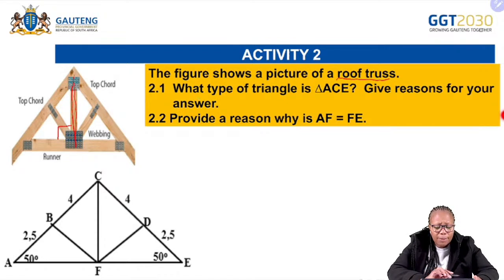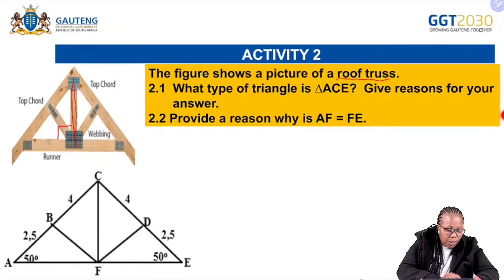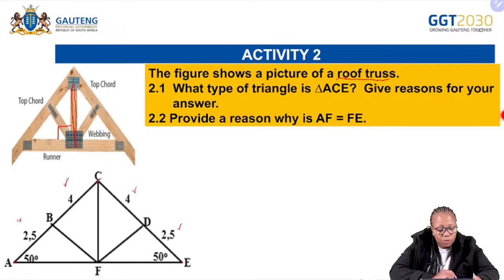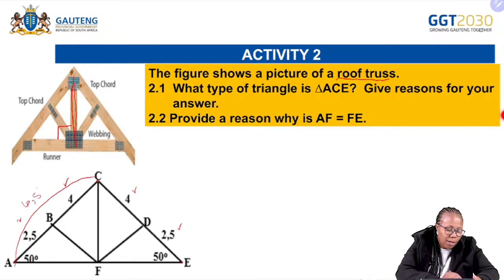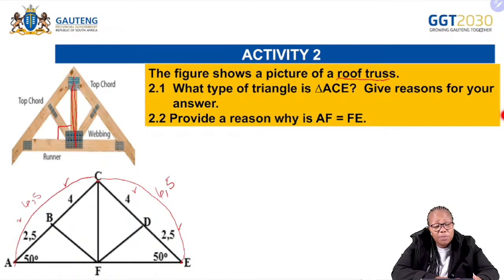Okay, now 2.1. What type of triangle is triangle ACE? We are looking at triangle ACE here, and look at what is given to us. CB is 4 and is equal to CD, which is also 4. AB is 2,5 and DE is also 2,5. That means the whole length of AC here is equal to 4 plus 2,5, which is 6,5. The same applies with CE here. 4 plus 2,5 will give us 6,5. This simply means, grade 12, that two sides are equal.